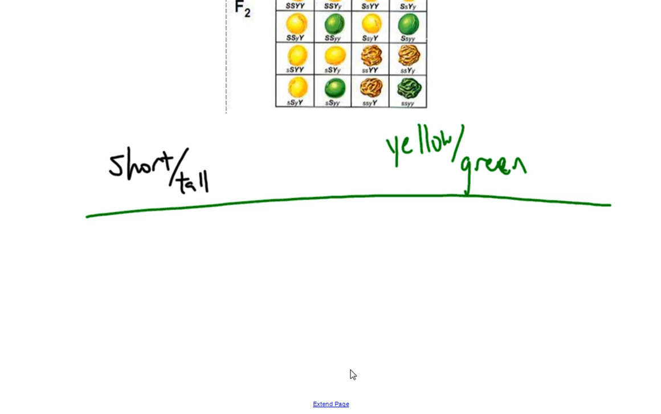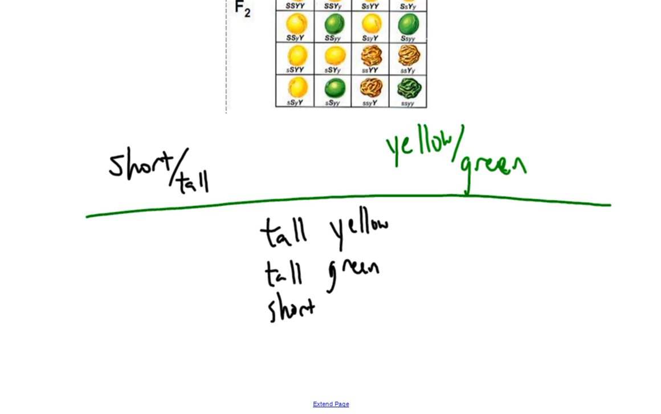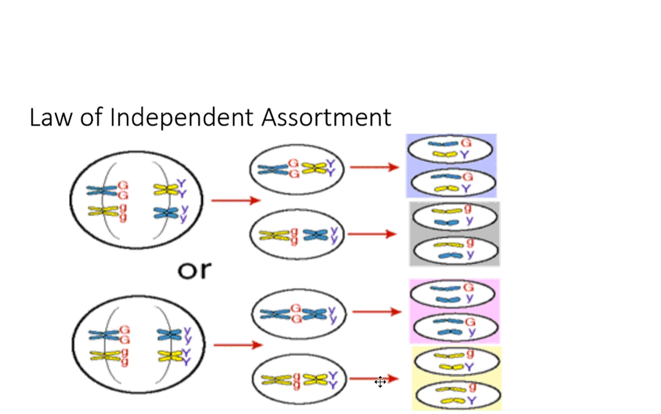All right. What are some different combinations between these two traits that we could have? Well, we could have tall yellow, we could have tall green, we could have short yellow. You get the idea, short green. Well, what about a cross showing this?